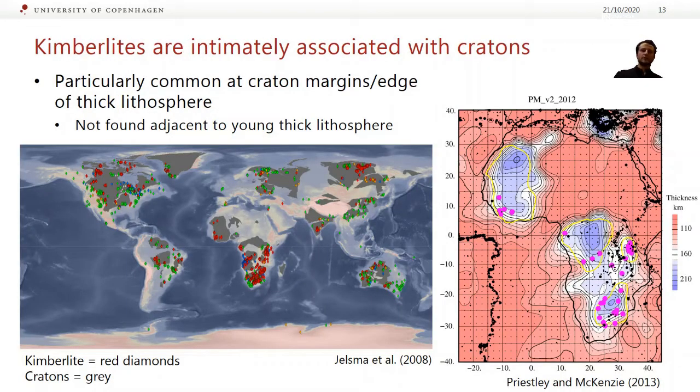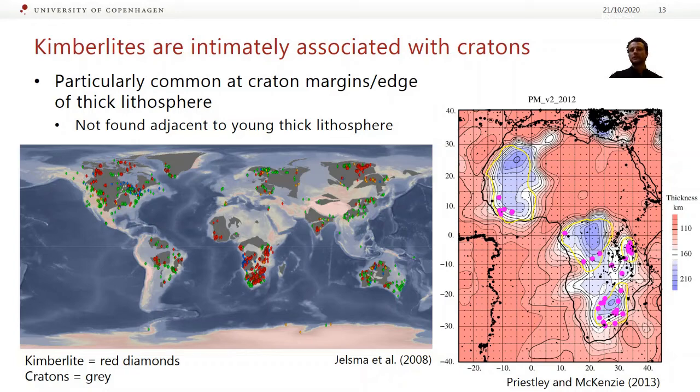Okay. So kimberlites are intimately associated with cratons. In the bottom left here is a map from Gelsma et al. 2008, and they've just put the approximate extent of different cratons on Earth in gray. You can also see the blue to red colors are topography. And you can see that the overwhelming majority of kimberlites, which are the red diamonds, are found on cratons. They seem to be particularly associated with the edges of cratons. This might be more a feature of diamond-bearing kimberlites, which I'll get into, but just something to bear in mind.